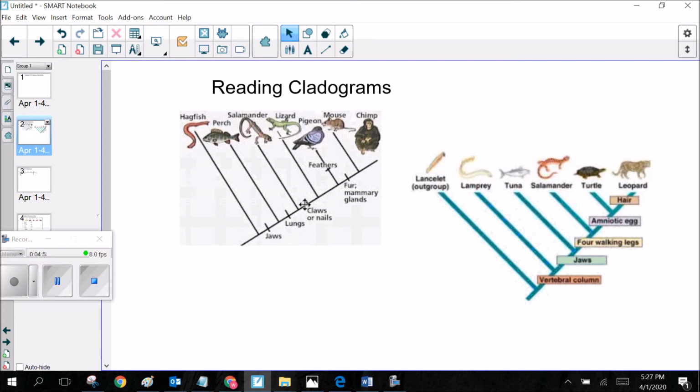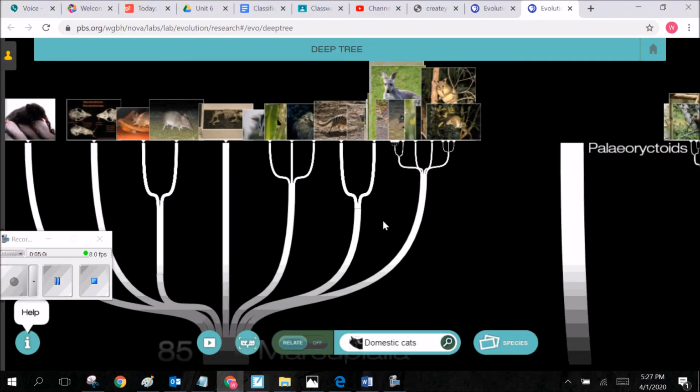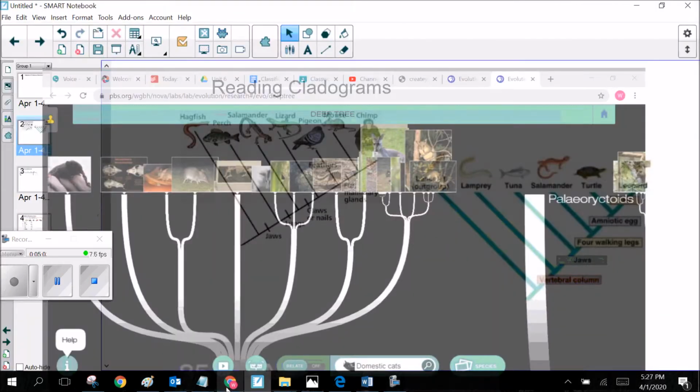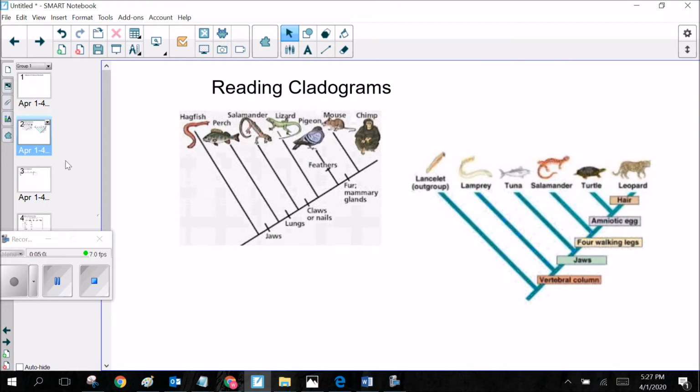So these are those homologous structures we were talking about. We can also use DNA evidence to build these trees, which is what Deep Tree is also partially based on. So that's how you read a cladogram. How do you make one?